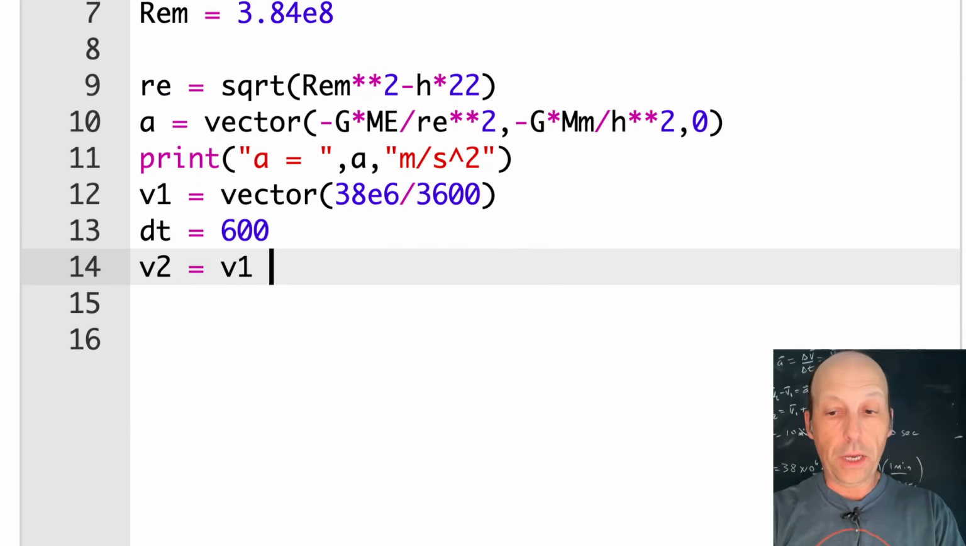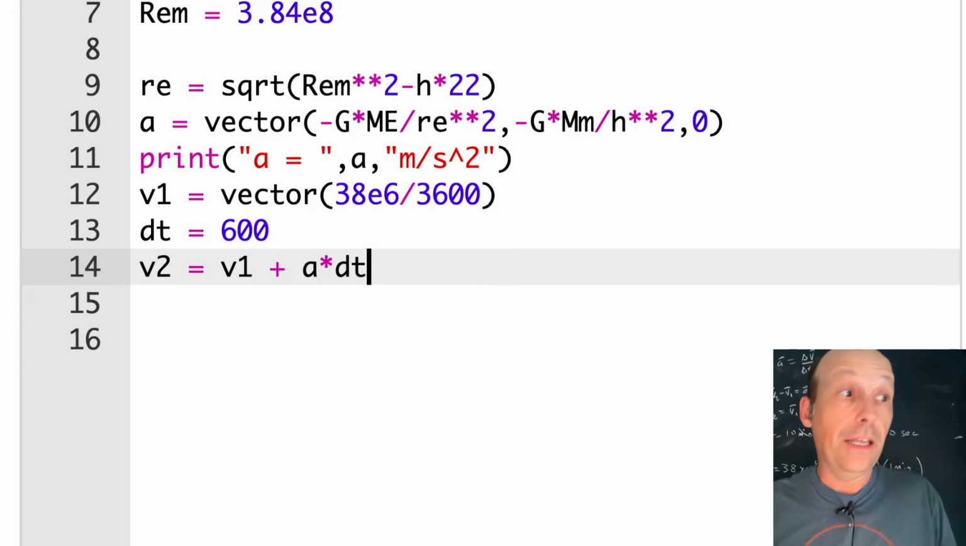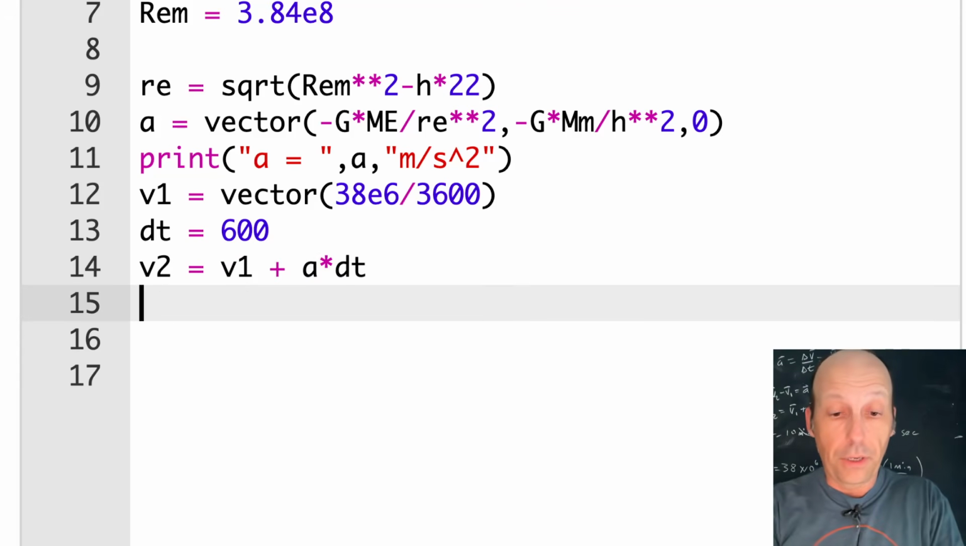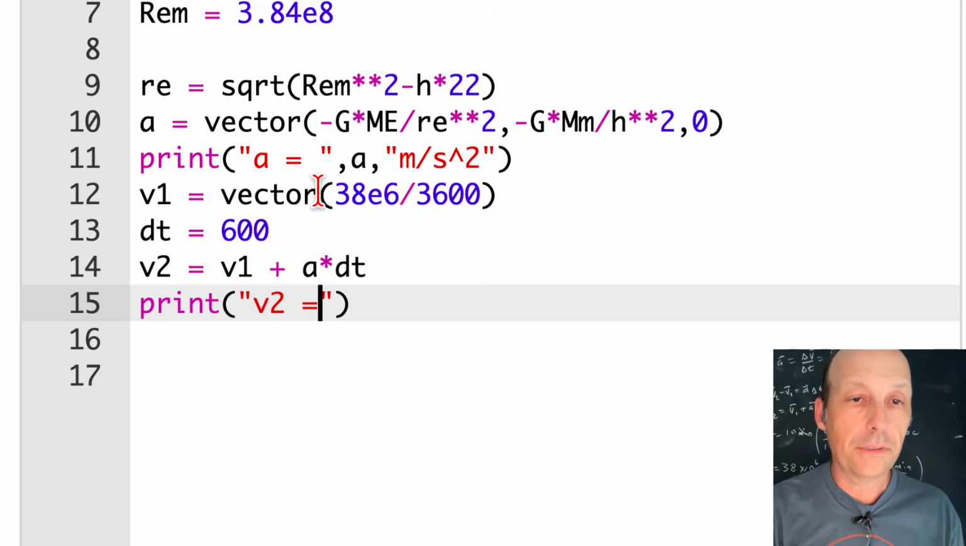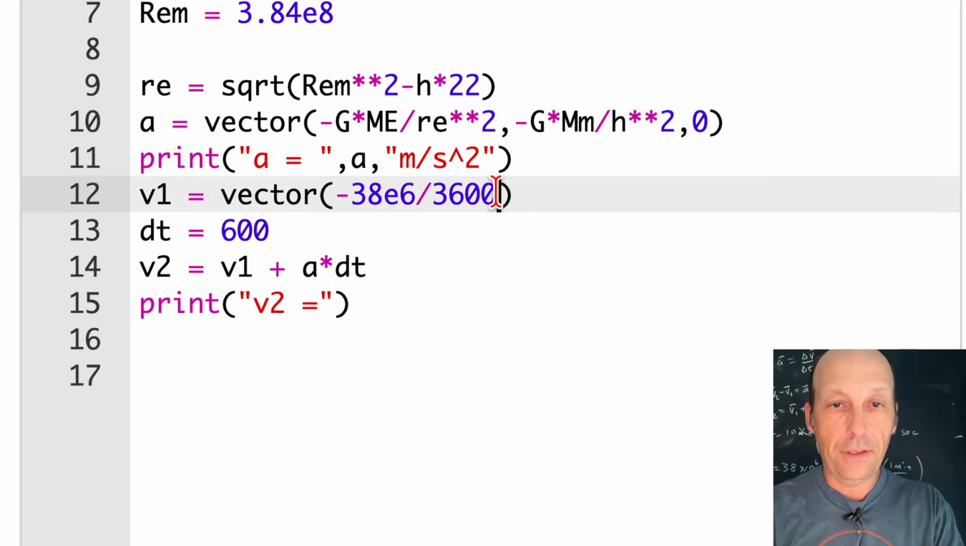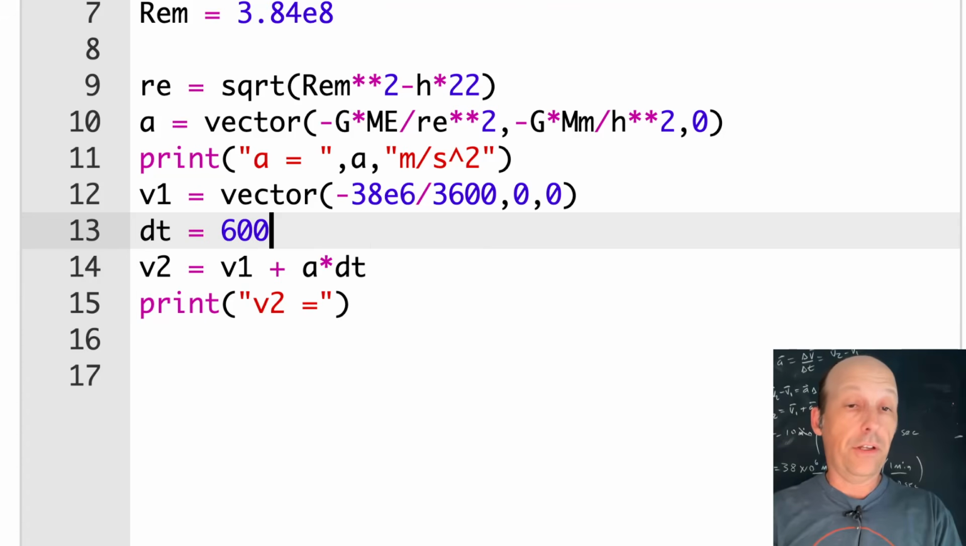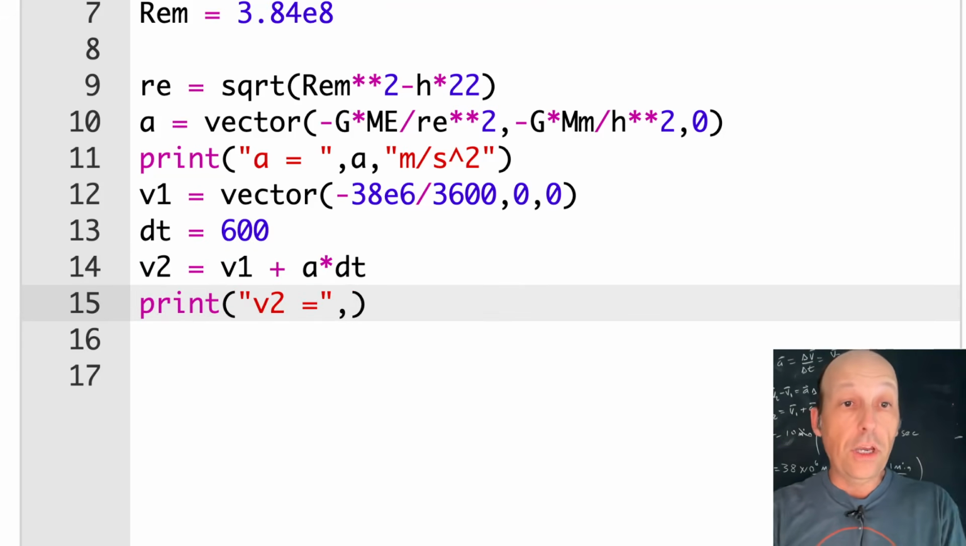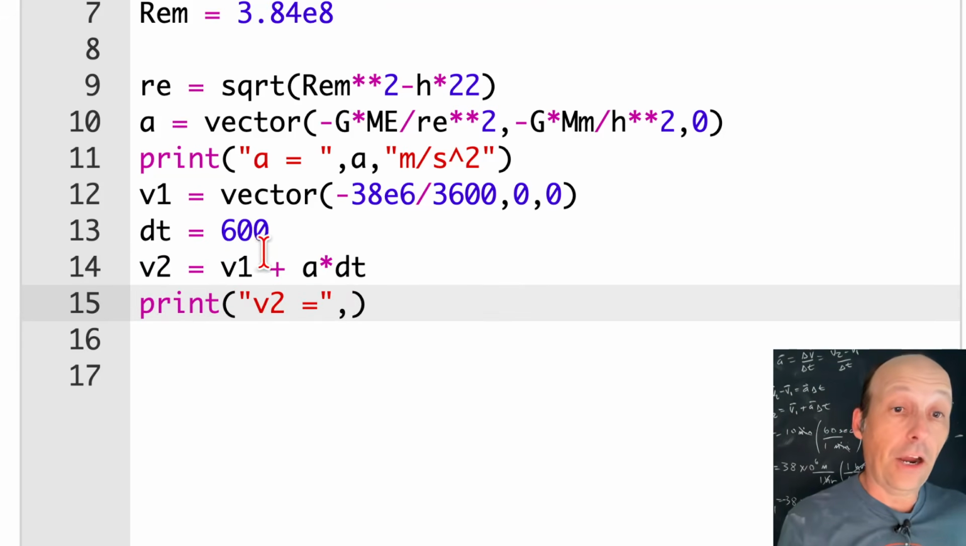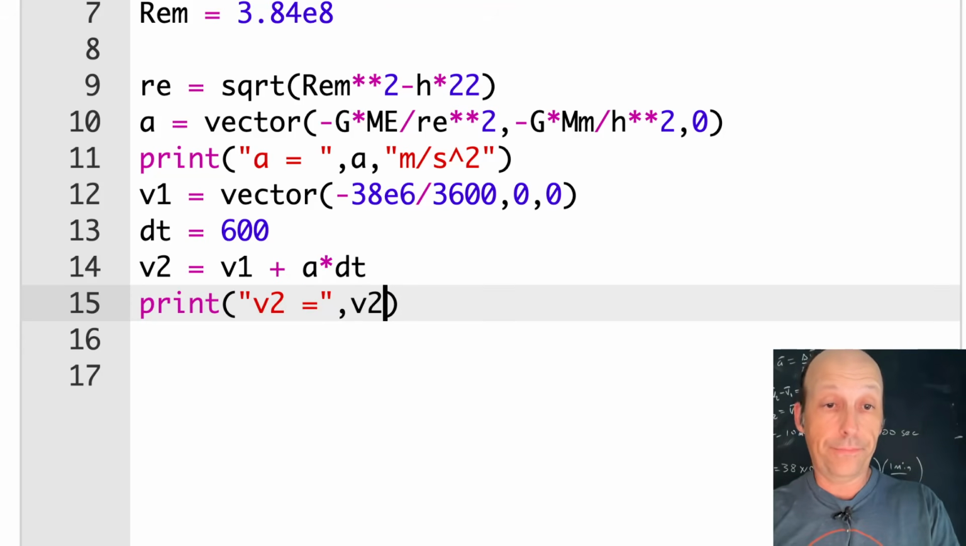v2 equals v1 plus a times dt. That's it. Right? I already did all the hard work. And then print v2. Negative, 0, 0 is in the negative x direction. Notice here, if I did that, I'd get an error because a is a vector, delta t is a scalar, so this gives me a vector value. But you can't add a vector to a scalar, so it would freak out. Meters per second.